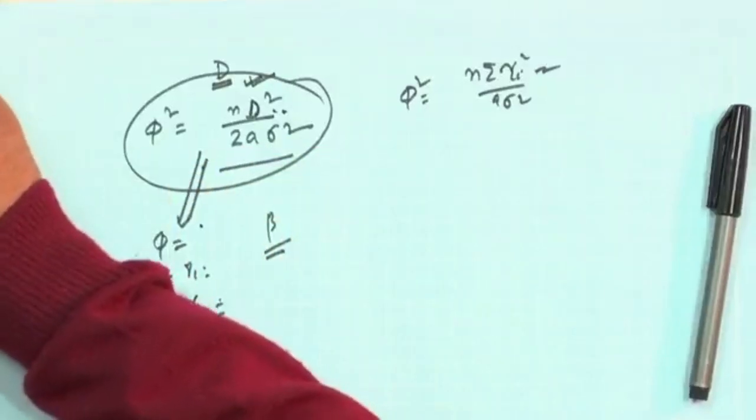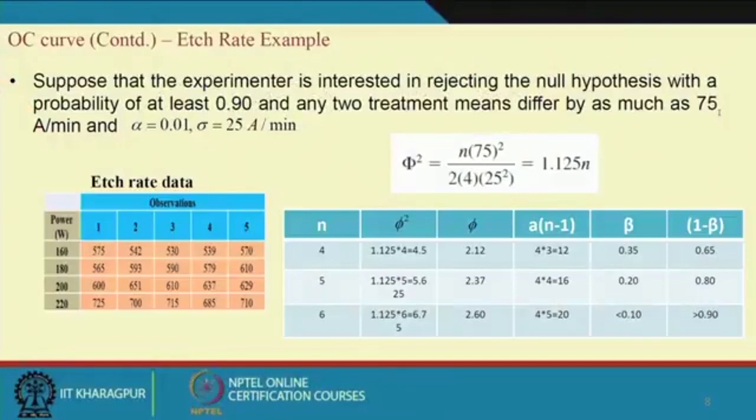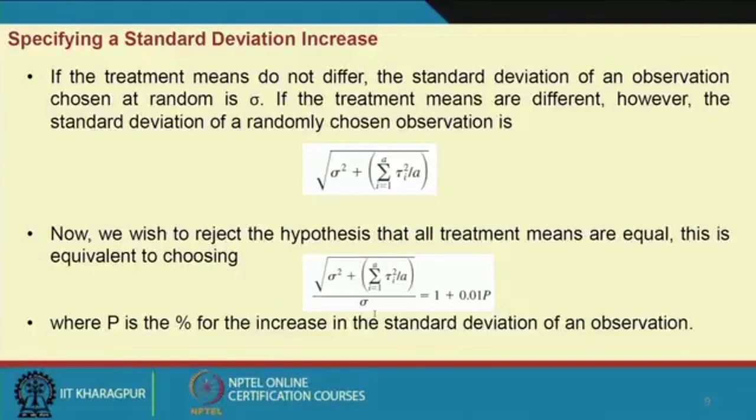So in this example, suppose you say that the maximum difference of 75 is acceptable. Then if you use this formula, you get phi square equal to 1.125 n. It is not matching with the previous one. The reason is we have considered 75 as the maximum difference, that is the threshold value. Now if you follow n equal to 4, 5, 6 and then phi square, phi, nu 1 and nu 2, and then the beta value from the OC curve, and then 1 minus beta, you see that you require at least 6 replications, or the sample size should be 6. If we consider this, then 5 observations are not sufficient, you have to go for 6 observations. So this is what using the OC curve is.